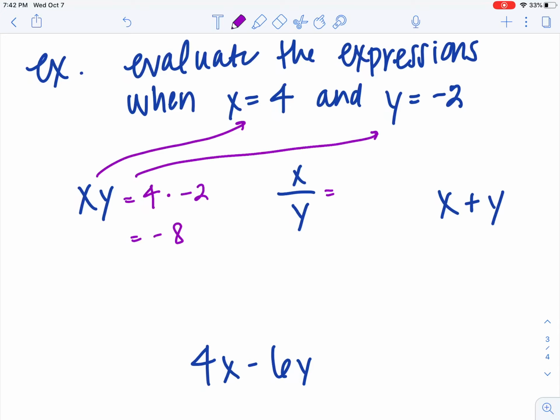Here we've got x divided by y. So this is 4 divided by negative 2, which is negative 2. Here we've got x plus y. So that's 4 plus a negative 2. So that really is 4 minus 2, which is 2.